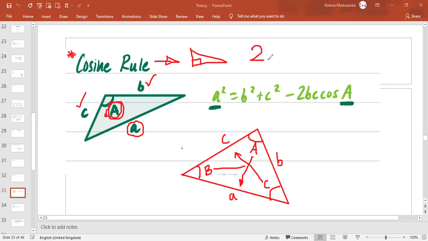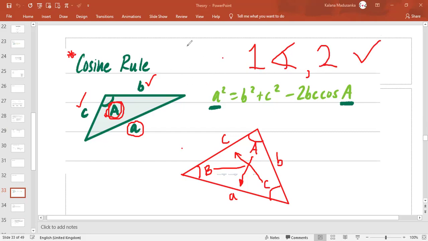Let's say I will denote it like this. Okay, sorry, it should be one angle and two known sides, right? If you know the two sides and one angle, obviously not a Pythagoras theorem, not a right angle triangle, right? If you satisfy these three conditions, you can use the cosine rule.